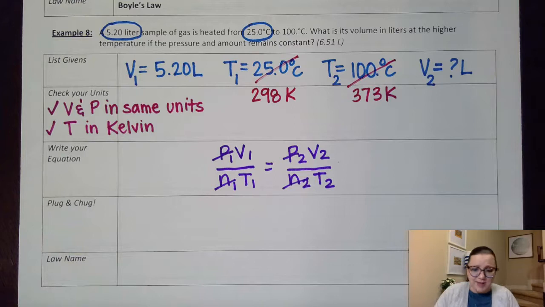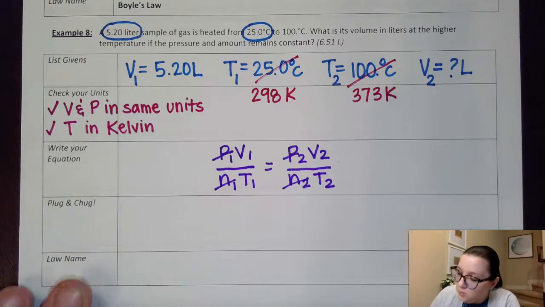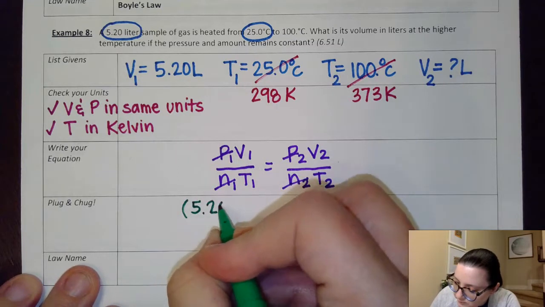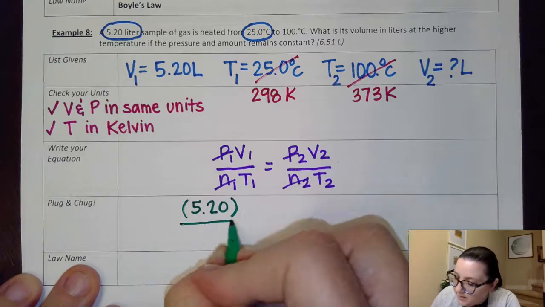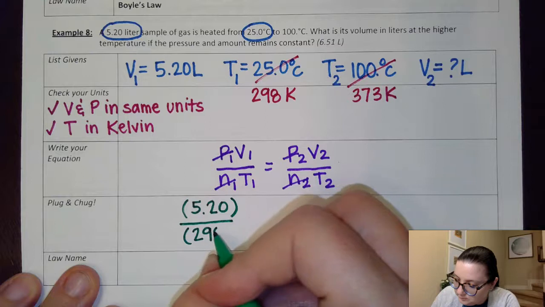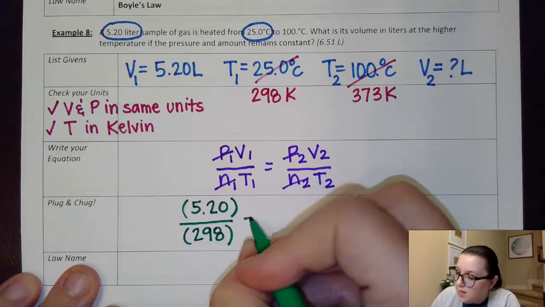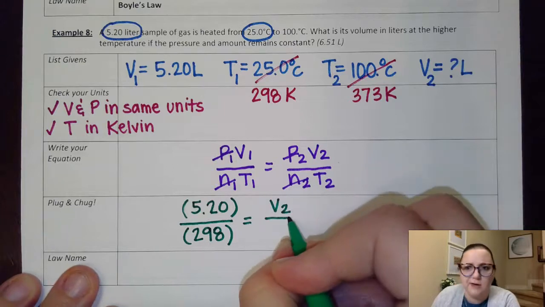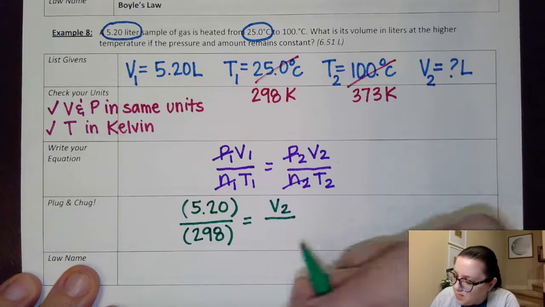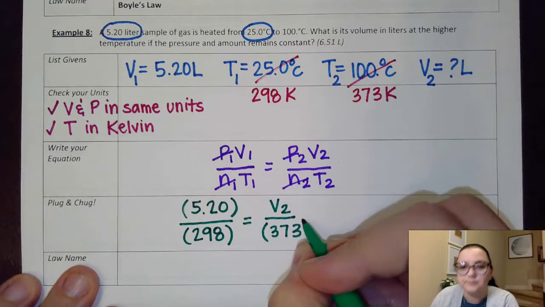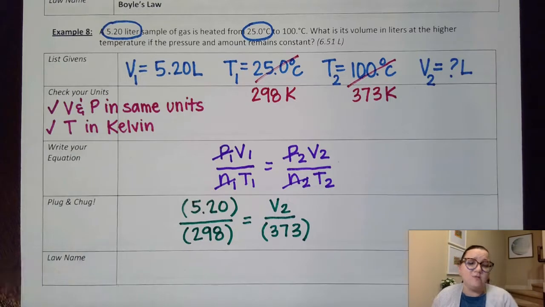All right, next I'm just plugging in my numbers here to try and get myself an answer. So my V1 was 5.20. My T1 was 298. My V2 is what I'm looking for. Now, if it makes you feel better about algebra, write X there. Same thing. And then my T2 was 373 Kelvin. And now I just want to solve.